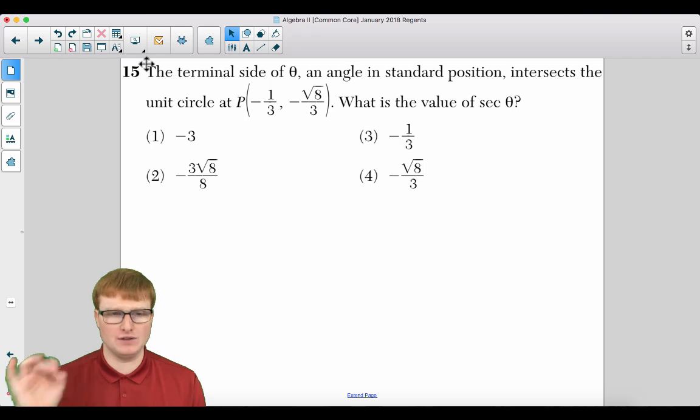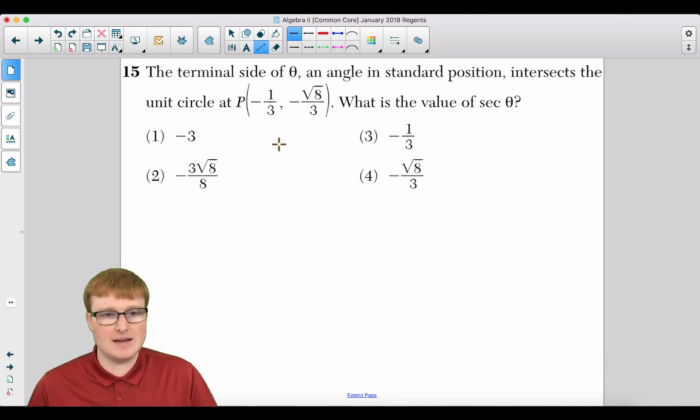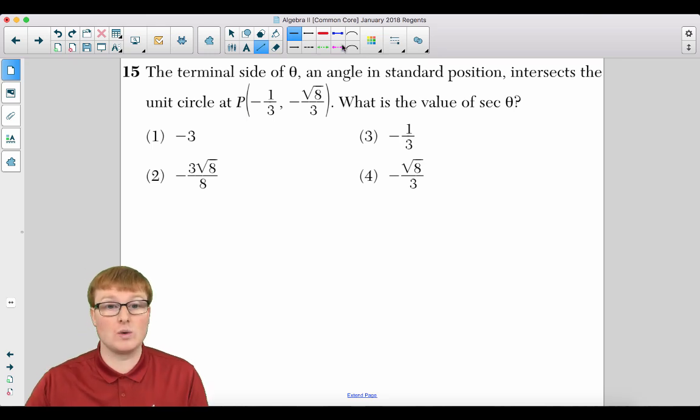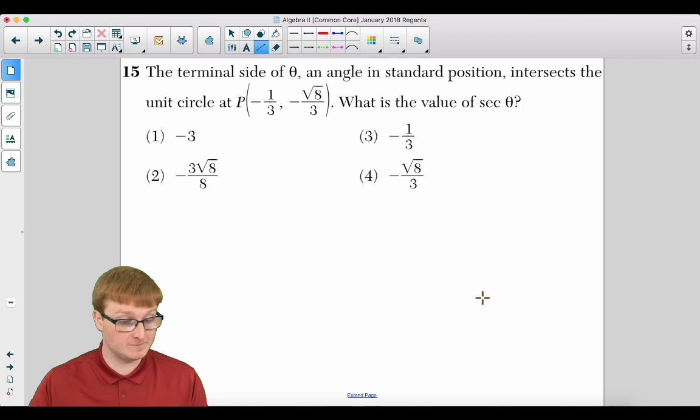I love these questions. These are good questions, but most of you hate them. The terminal side of theta, an angle in standard position, intersects the unit circle at P, negative 1/3, negative square root of 8 divided by 3. What is the value of secant of theta? Most of you are probably like, dude, I don't even know what you just said. I don't know where to begin. You got to help me here. So I'd be more than happy to show you what to do.